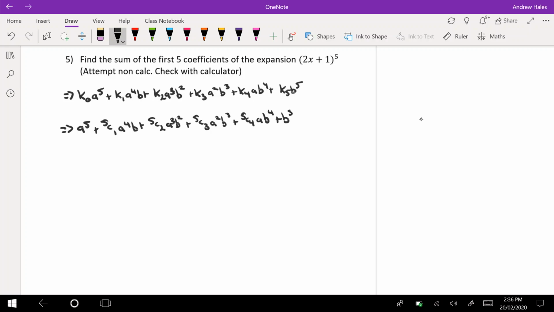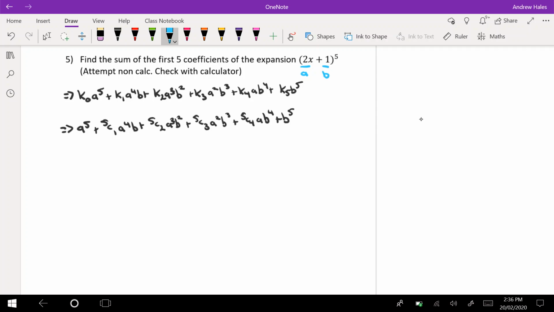And finish off with that b to the 5 at the end. Now, we should note that we didn't have a and b in our expansion. We had 2x and we had 1. This is where we substitute in our values so that we can figure out the actual answer.